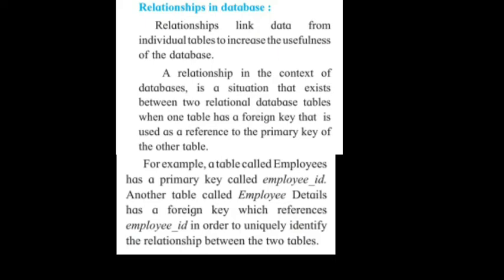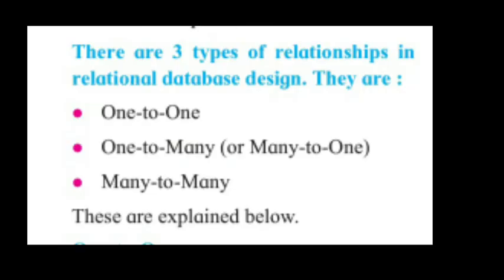Now guys, we are going to focus on how many types of relationships there are. There are generally 3 different types of relationships in relational database design, that is RDBMS. Which are these three relationships? The first one is called a one-to-one relationship, another is called a one-to-many relationship, or we can say a many-to-one relationship, and the last and final is called a many-to-many relationship.